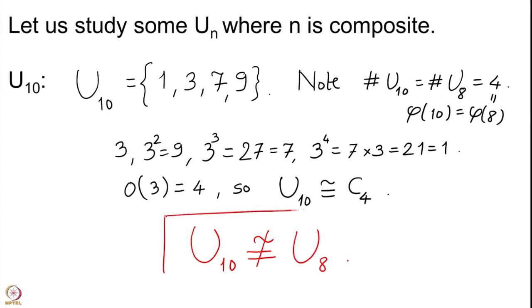This is why we are looking at the group structure on these sets. If you were looking at only the orders of these sets, then we would have that U10 and U8 have the same number of elements. However, as groups, these two are distinct.